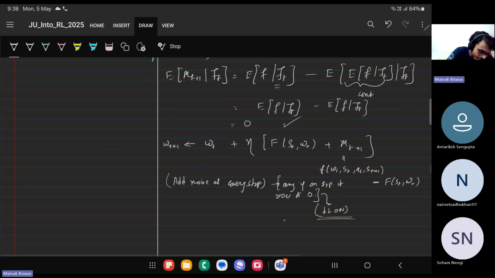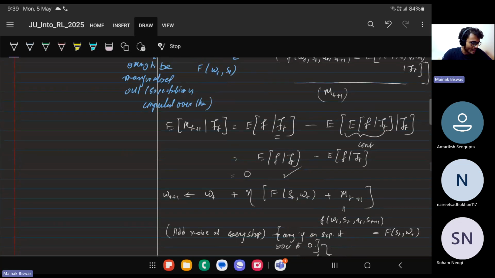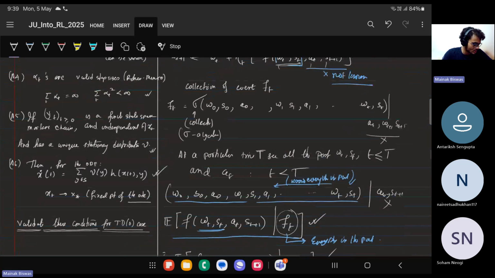So at the end, at the asymptote, you will be in an epsilon bound, because you have been adding martingale terms throughout, and by the law of large numbers this will go to zero. That's why you have to show these terms go to zero. That's the idea. But I cannot prove this today. We'll do the entire proof, each of these things, next time.